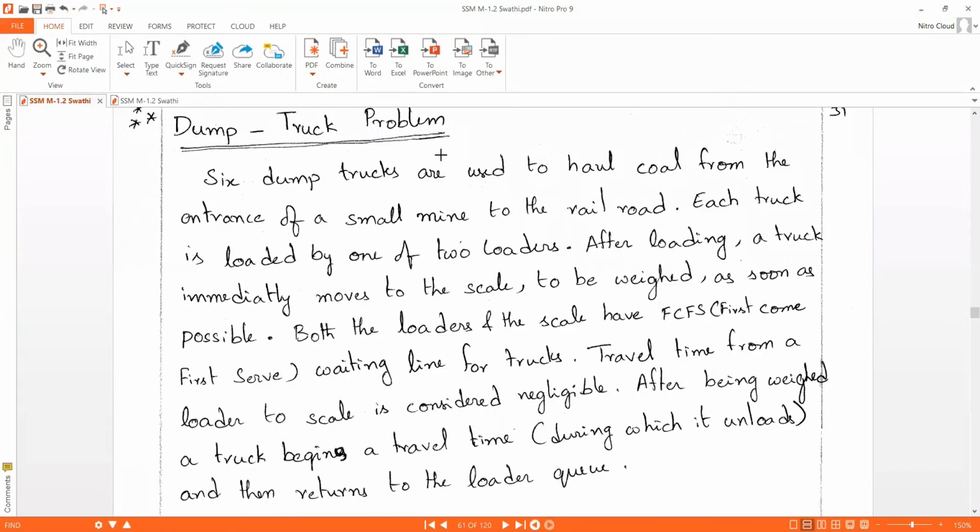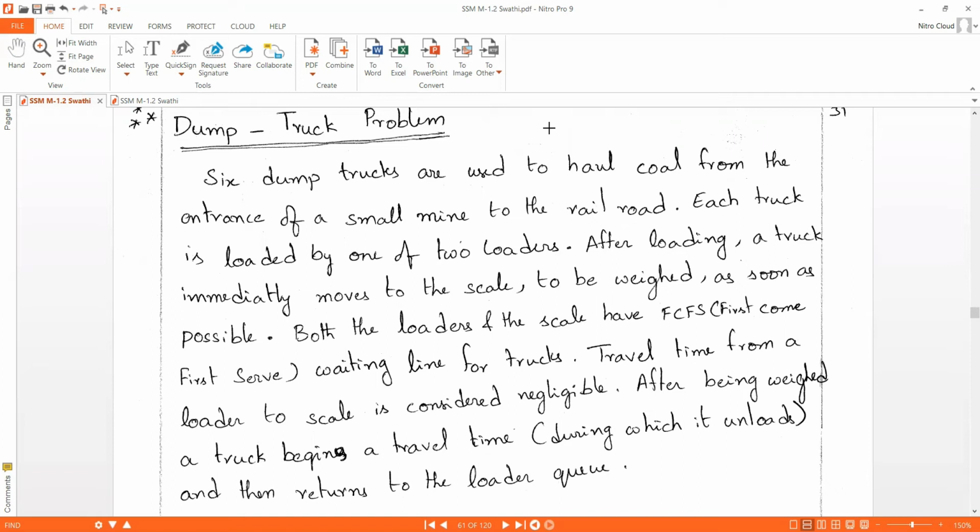Okay, next problem is the dump truck problem. There will be 6 dump trucks used to haul coal from the entrance of the small mine to the railroad. Each truck is loaded by one of 2 loaders.